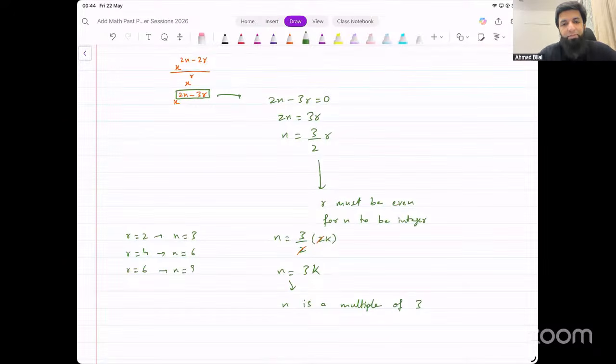Is that okay? Any problems with this? Any questions? Makes sense to everyone? इसमें कोई confusion है तो बता दें. Otherwise, this is it for today.